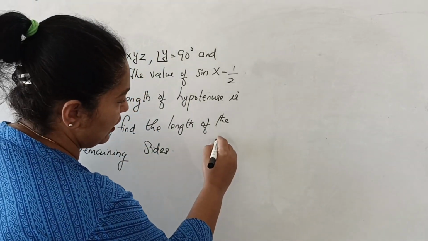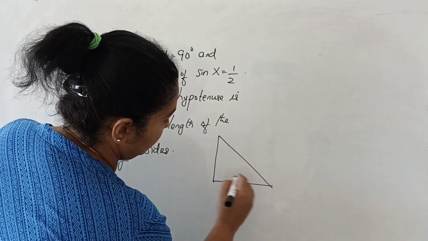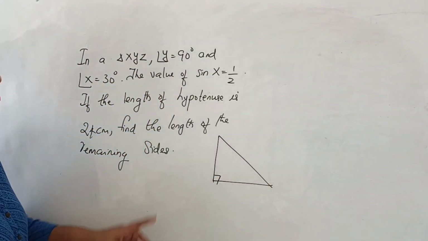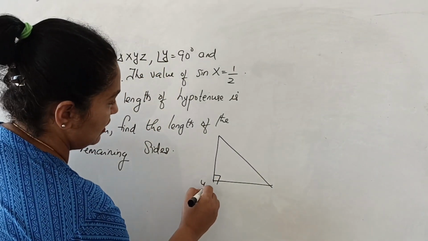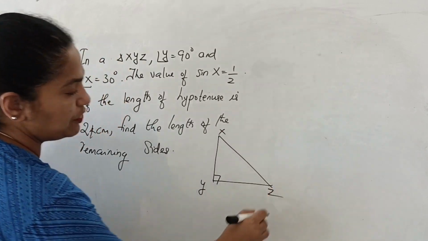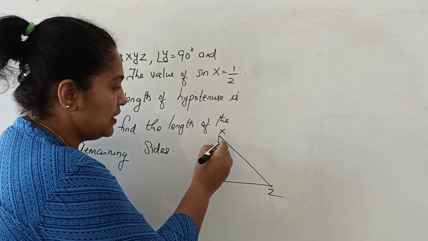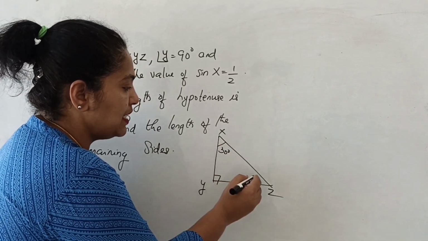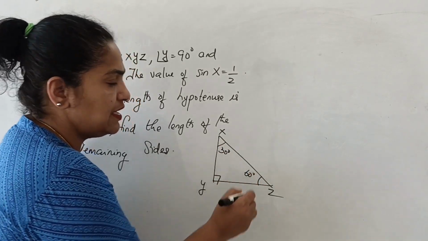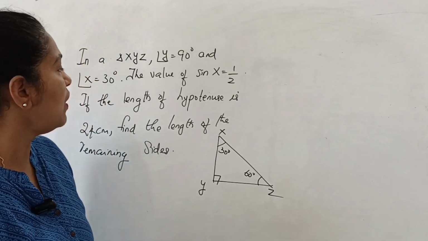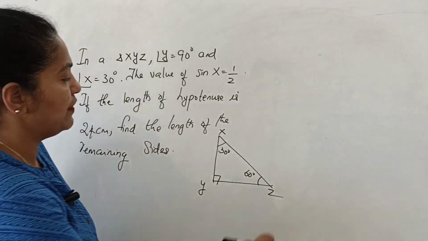So it is a right angle triangle, very easy to draw. So 90 degrees. Now which angle is 90? Y. So I will put here X and I will put here Z. Okay. Now what is given to us? Angle X is 30 degrees. Now automatically we tend to write this as 60 degrees. So let it be there. Okay. Now length of the hypotenuse is 24.